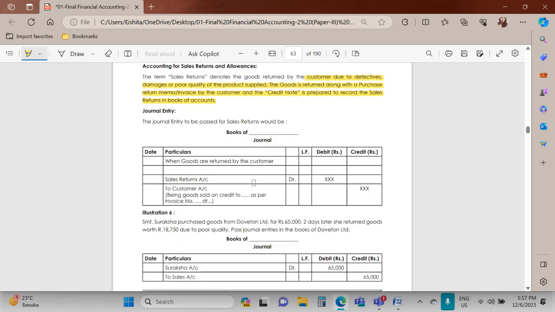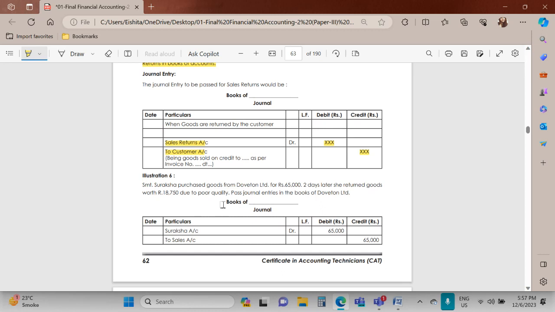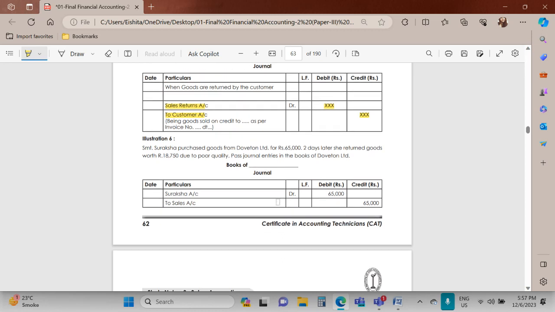What will you record it? Sales is credited, sales return is debited. So debit the sales return, debit him for whatever goods he is returning and credit the customers. So Shrimati Suraksha purchased goods from Doveton for 65,000. 2 days later, she returned the goods for 18,750 due to poor quality. And the customer has to accept the same, pass the journal entry in the books of Doveton.